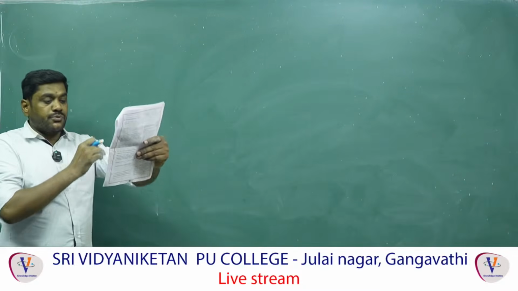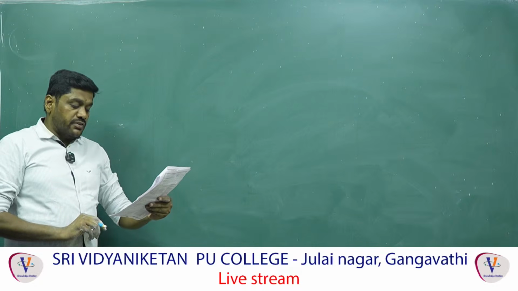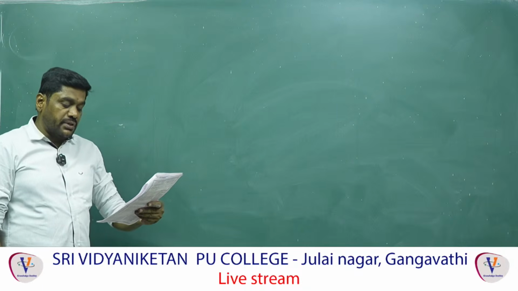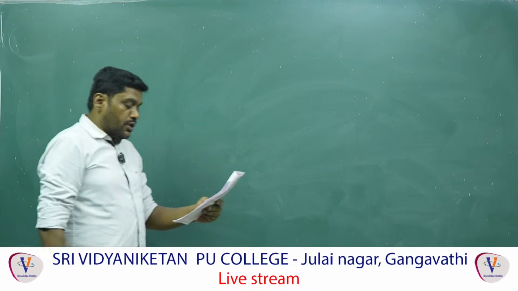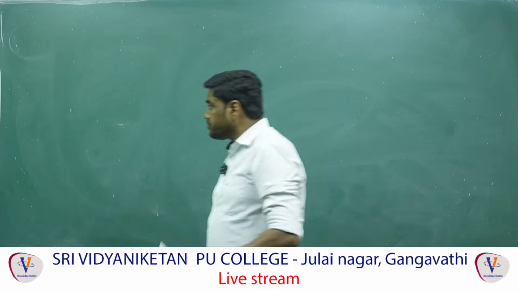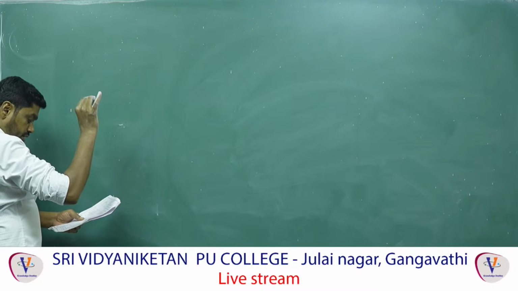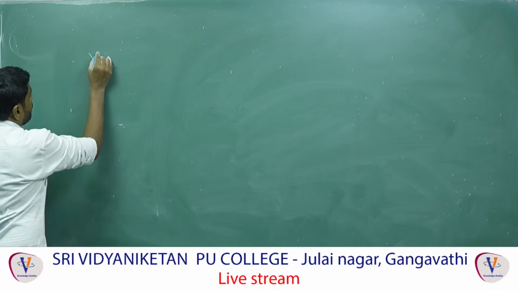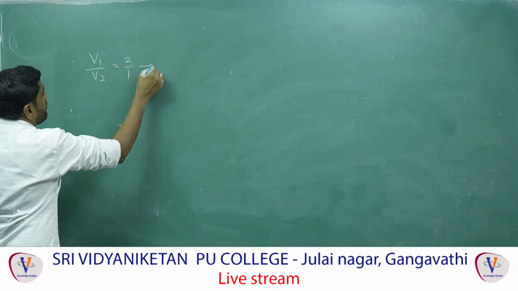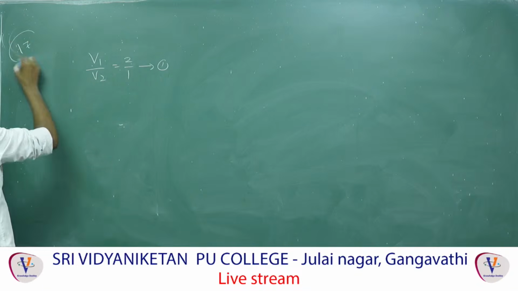Right, 17th question. A nucleus disintegrates into two nuclear parts which have their velocities in the ratio 2:1. The ratio of their nuclear sizes is what they are asking. So first of all, they have given the velocity ratio: V1 by V2 is equal to 2 by 1. Let me take it as equation number 1.